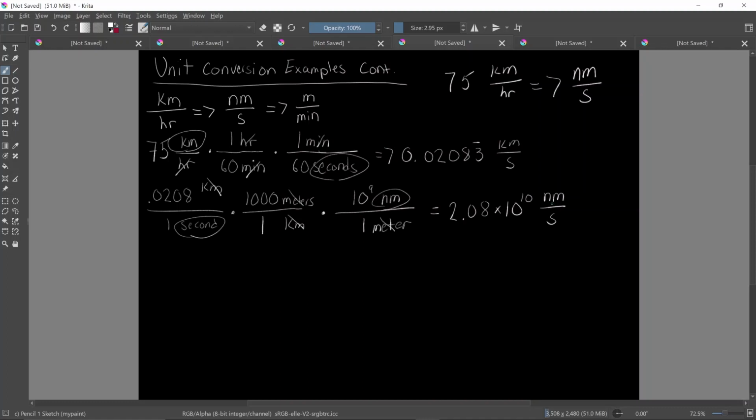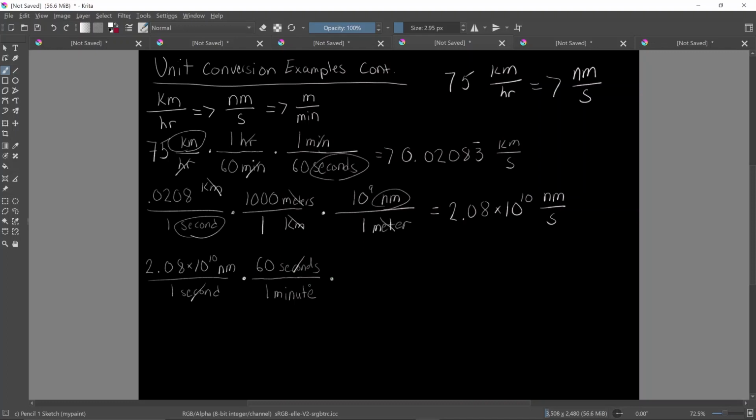But now let's do this to another odd conversion, which would be meters per minute. So again, I'm going to do the time first. So 2.08 times 10 to the 10th nanometers per 1 second, I'm going to multiply that by 60 seconds per 1 minute. And then, as you can see, that will cancel out my seconds terms, leaving me with minutes.